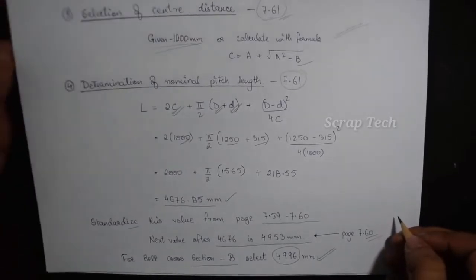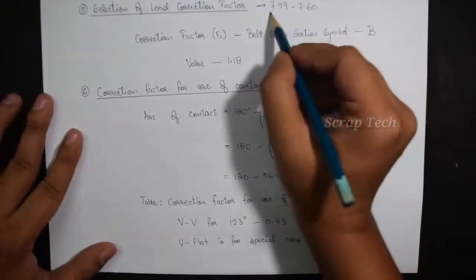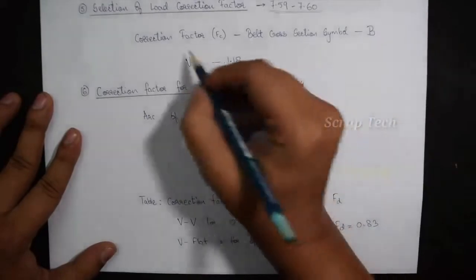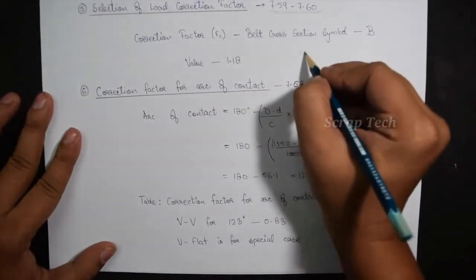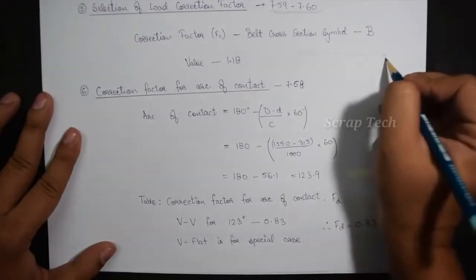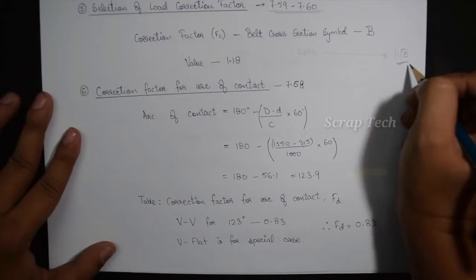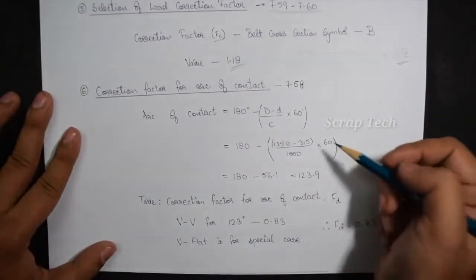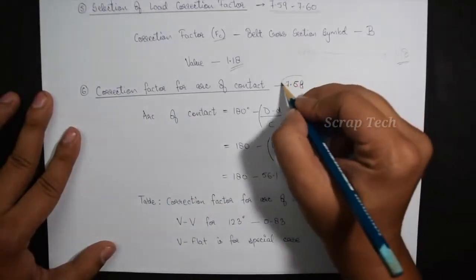Coming to step 5, which is selection of load correction factor, again given on the same table but towards the right hand side. Following the same row from 4996, we find the correction factor for belt B is 1.18. So this becomes our value FC, that is 1.18. Step 6 is the correction factor for arc of contact, given on page 7.68.